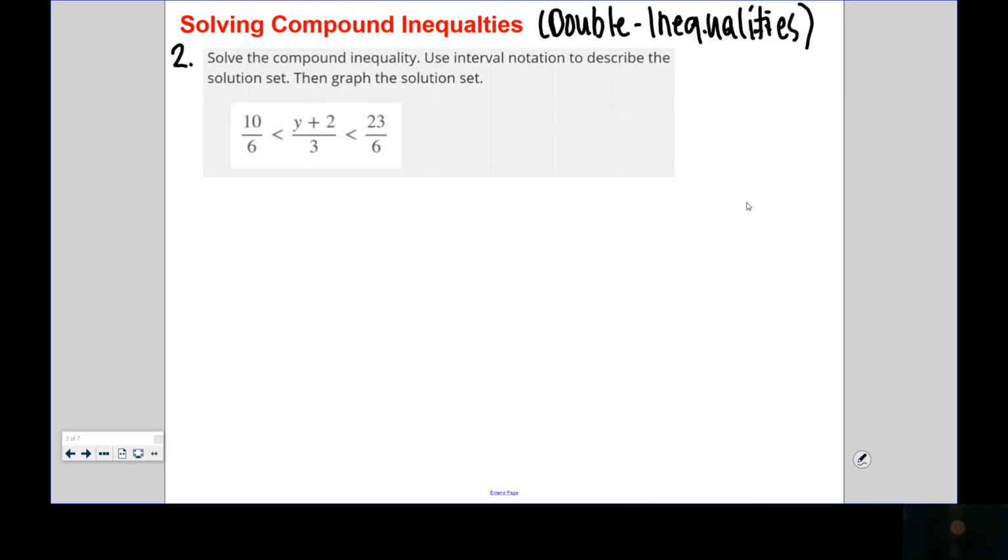Directions look really similar. They say solve the compound inequality, use interval notation to describe the solution set, and then graph the solution. So this would be a type of problem that would be very important to show all of your work on, that written work for the exam. So you just want to make sure that you show all of your work on your scratch paper. You're going to turn in after the exam.